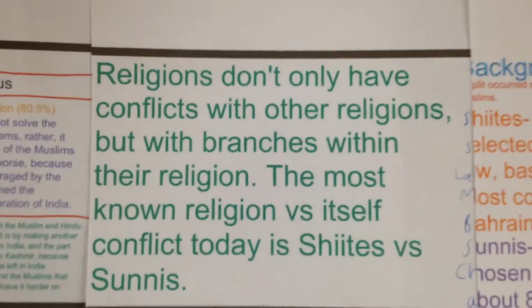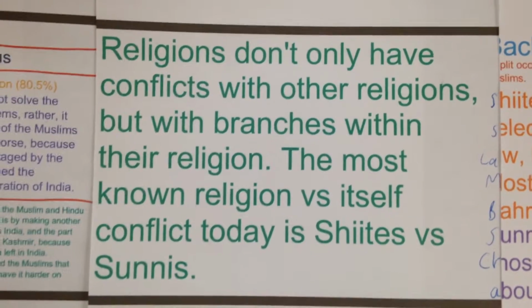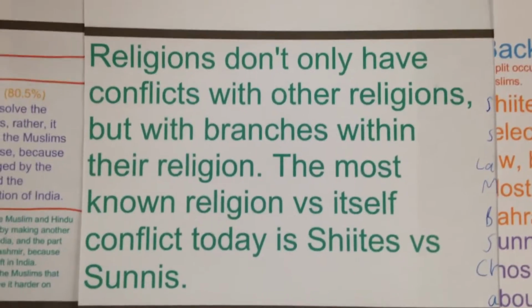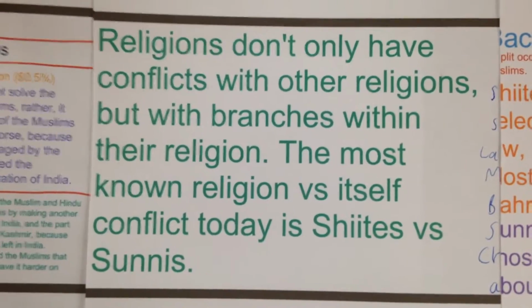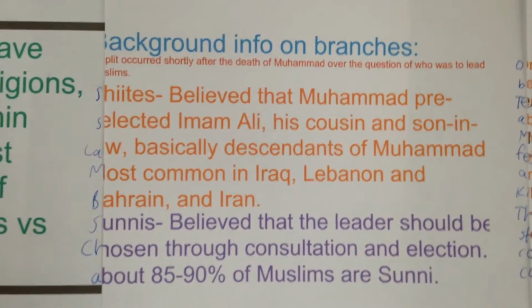Okay, so now to religion versus itself. Religions don't only have conflicts with other religions, but with branches within their religion. The most known religion versus itself conflict today is Shiites versus Sunnis, which are two branches in Islam. So some background info on the branches.